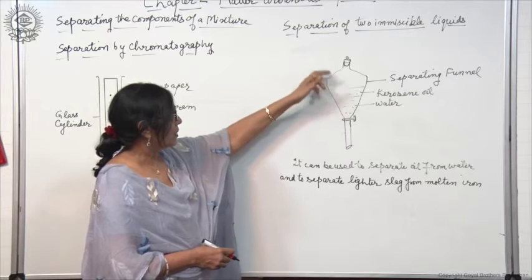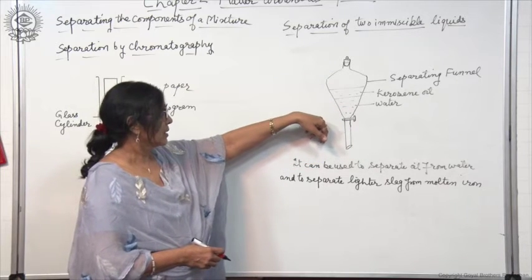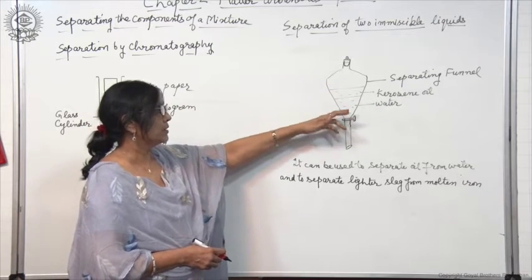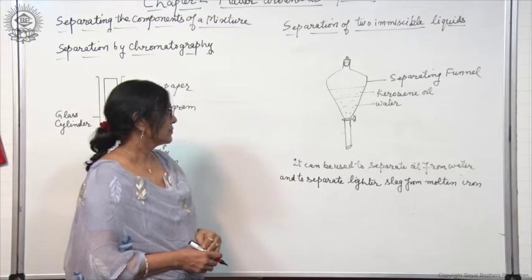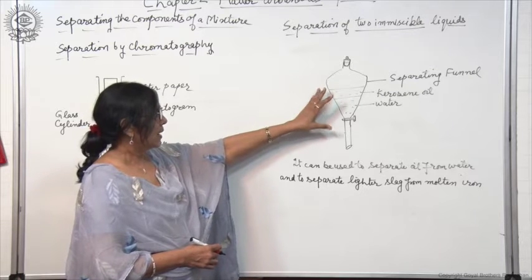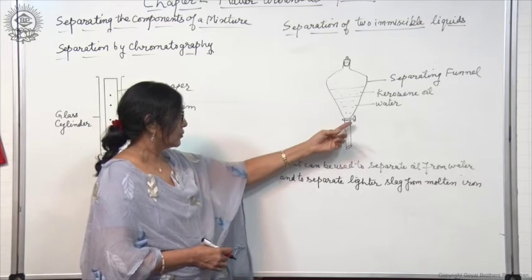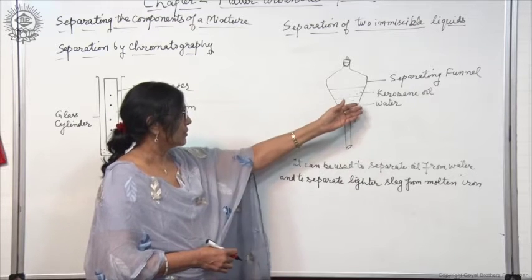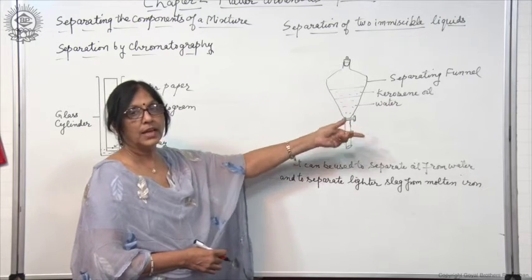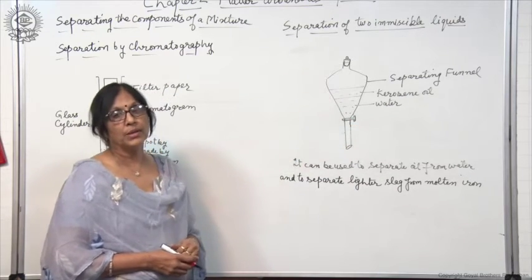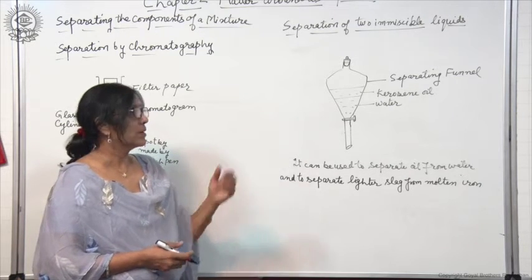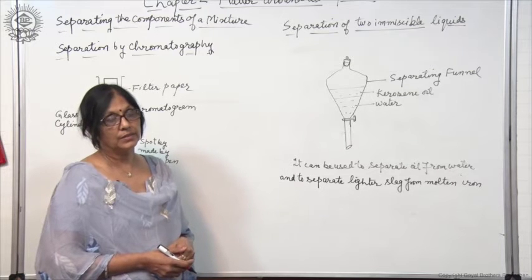Now, the mixture is poured into the separating funnel. Kerosene is light in weight, so it will remain at the top, and water is heavy, so it will remain at the bottom. It is allowed to stand for some time, and then the stopcock is opened and water is collected first. Then, closing it, kerosene oil can be collected in another beaker. So two immiscible liquids can be separated by using a simple apparatus, that is, a separating funnel.